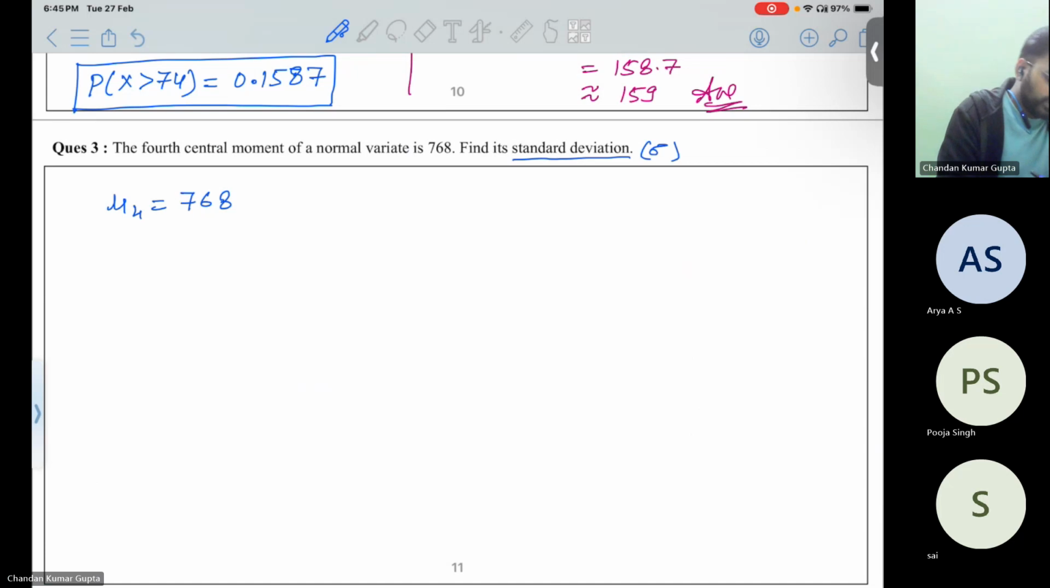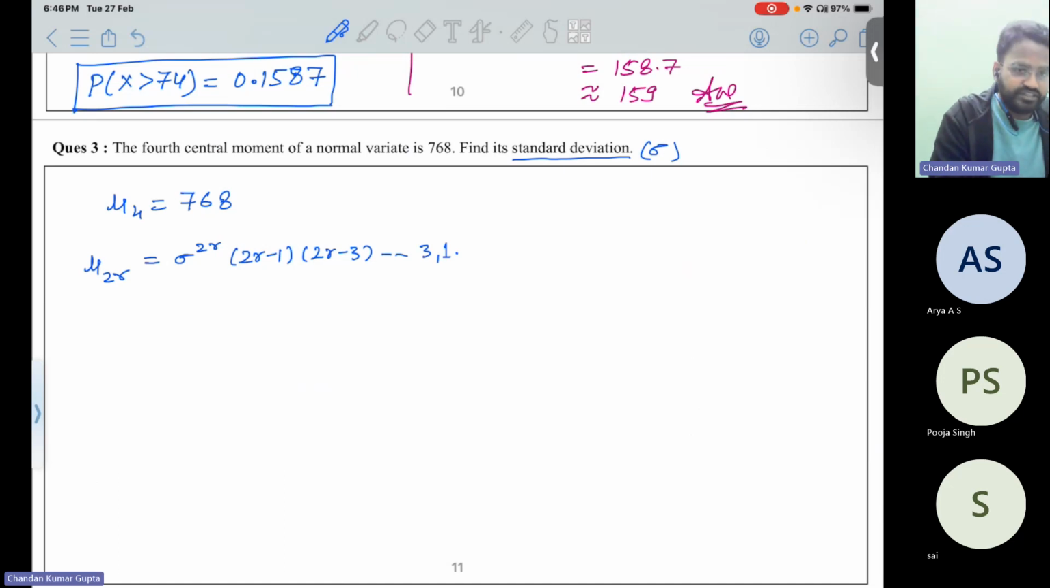So we know that the even order central moment can be written like this: sigma to the power 2r, times (2r minus 1)(2r minus 3) up to 1. It is the property we have already discussed in previous slides. The even order central moment can be evaluated with the help of this formula. So mu4 equal to, that means what? r equal to 2.